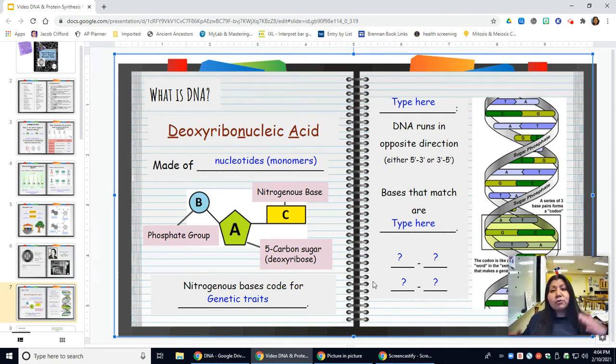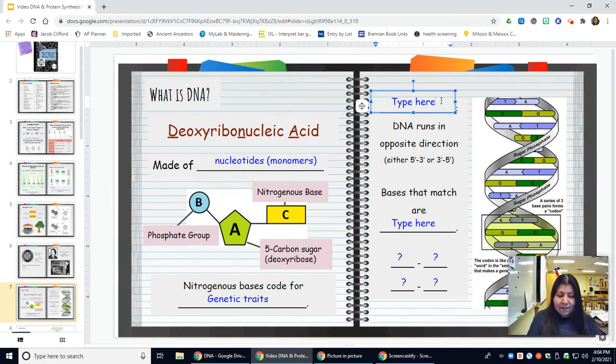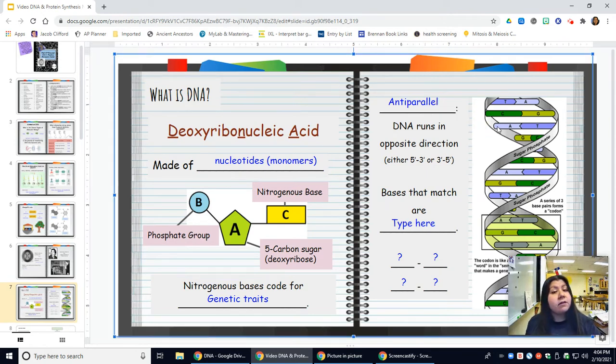Next, we need to talk about DNA. DNA actually runs in opposite directions. What that means is that one strand is going to be going maybe to the right and the other one's going to go to the left. I may be mirrored on my video here. Maybe one's going to go up and one's going to go down. We refer to that as anti-parallel, and you'll see what I mean when I go to my next slide. So anti-parallel is when DNA runs in the opposite direction.